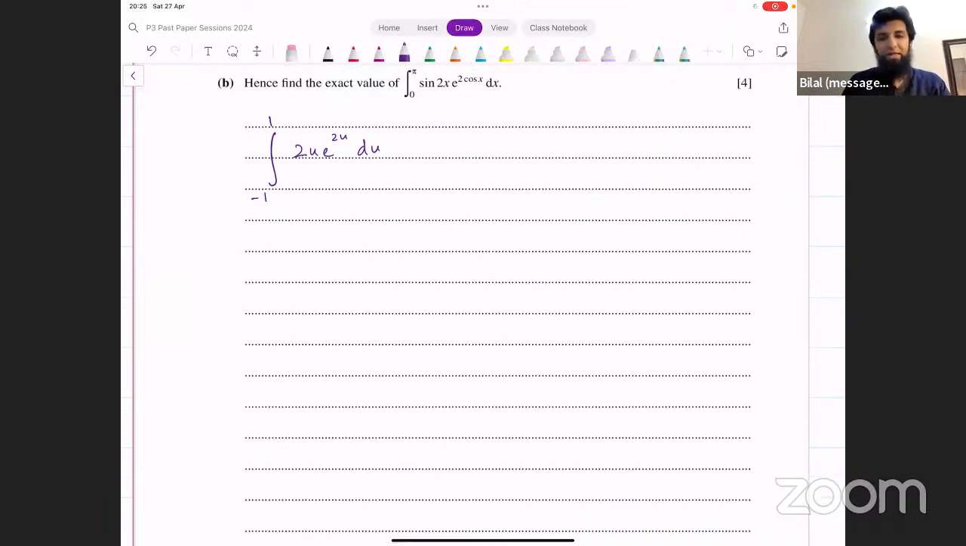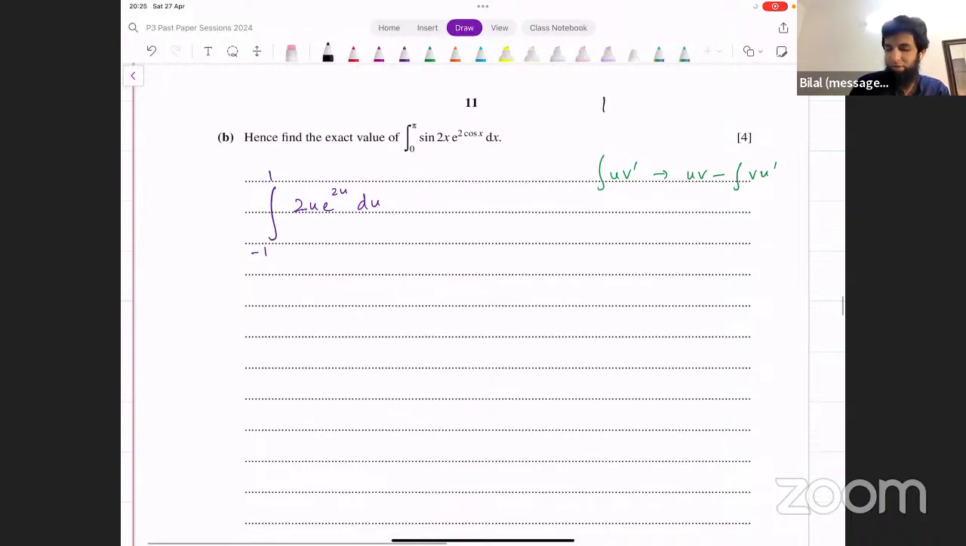Now we just need to integrate this. How do we integrate this? This is a simple integration by parts problem. You have to use integration by parts. How do you decide? So remember the integration by parts rule. Integral of uv dash is given by uv minus integration of vu dash. Right? Now in this case, what is going to be u and what is going to be v dash? Let's decide that using ILATE. Which two functions do we have here?